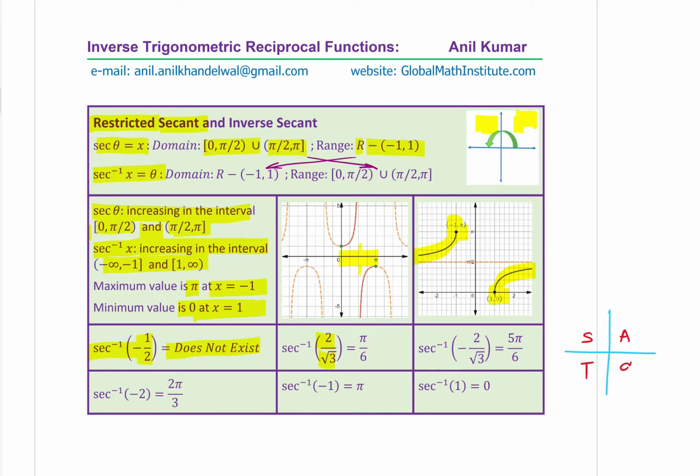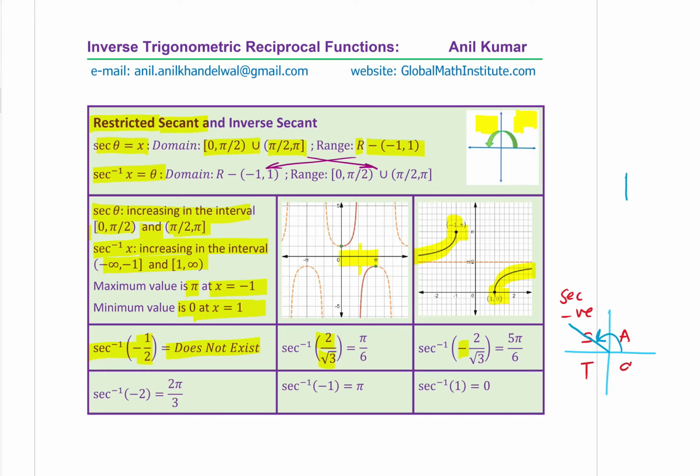Now in this quadrant, we know secant is negative, right? So secant is negative in this particular quadrant. Since it is negative, you can see this value negative here, right? So we are expecting the angle to be in this particular quadrant, correct? So that is why we are getting this value of 5 pi by 6 for minus 2 over square root 3. You get the idea. So that is how we have to figure this out.